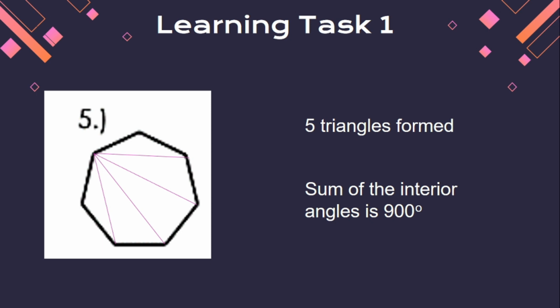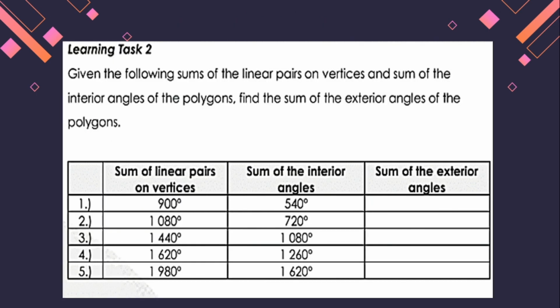Okay? Now, given the following sums of the linear pairs and the vertices and the sum of the interior angles of the polygon, find the sum of the exterior angles of the polygons. We're talking about the sum of the exterior angles. So, 900, yung sum ng linear pairs and the vertices, and the sum of the interior angles is 540 degrees. So, we'll just simply subtract these two, 900 minus 540, and that will give us 360. 1080 minus 720, that will give us also 360 degrees. Because the sum of all the exterior angles ng kahit anong polygon is 360 degrees. So, therefore, lahat na magiging sagot natin dyan ay 360 degrees.